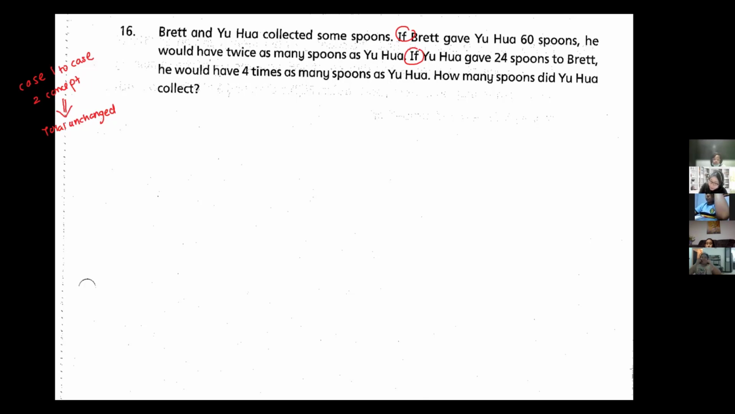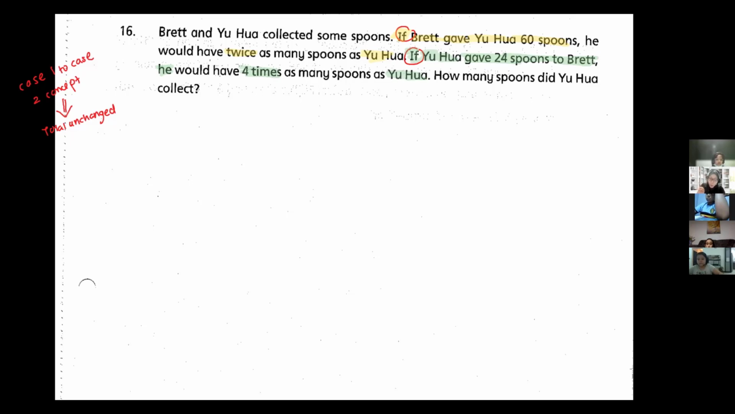So the first if, this is the first if: if Brett gave Yuhua 60 spoons, he would have twice as many spoons as Yuhua. That's the first if. Then, if Yuhua gave 24 spoons to Brett, he would have 4 times as many spoons as Yuhua. That's the second if.